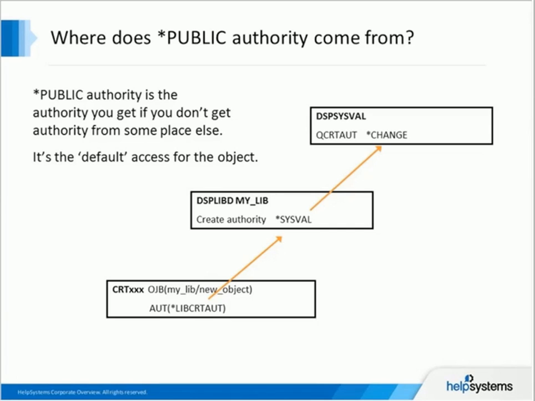Well, the default value for create authority is *SYSVAL. What does that mean? Well, it points to QCRTAUT. And by default, the system ships with this system value set to *CHANGE. That's how the vast majority of the objects on the system get set to public *CHANGE. Now again, you can change this at the system value level. You can also change it at the library level. So now let me back up.